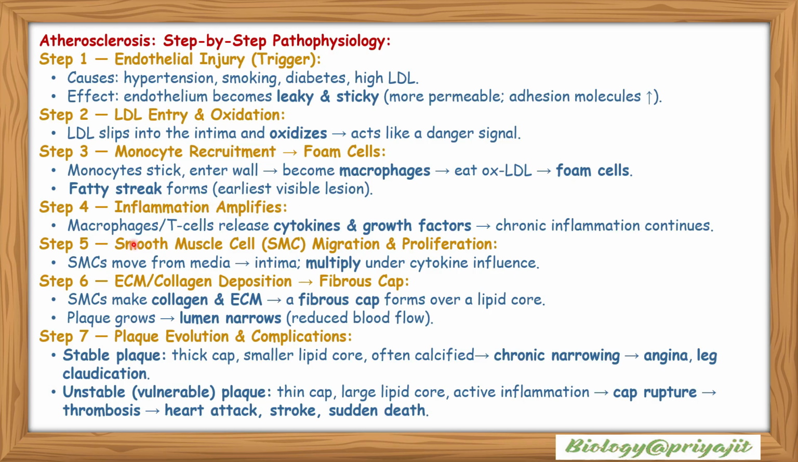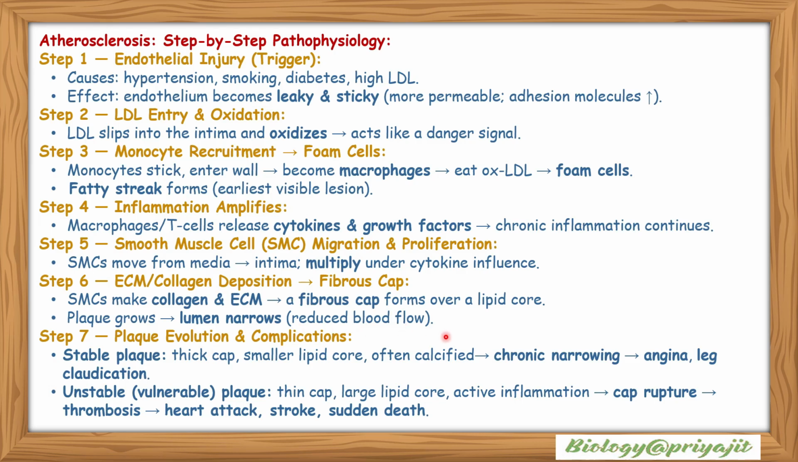Inflammation amplifies, then macrophages and T cells release cytokines and growth factors. Chronic inflammation continues, and then smooth muscle cells from the media move to the intima, and they multiply under cytokine influence. Then smooth muscle cells make collagen and extracellular matrix. A fibrous cap forms over a lipid core. Then the plaque grows, the lumen narrows, and it reduces blood flow.